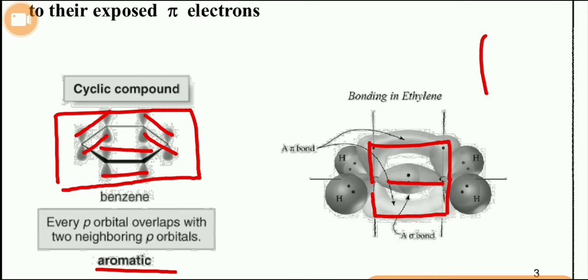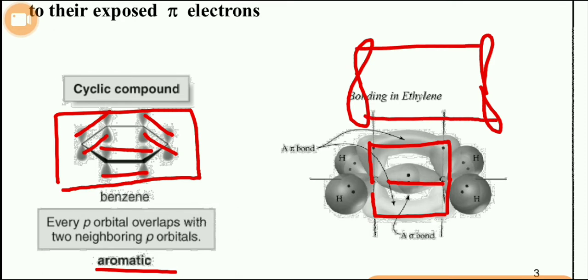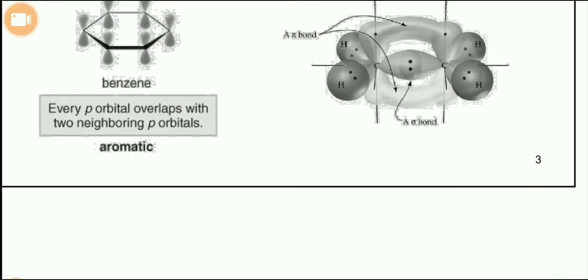The two orbitals like this share their bonds with each other. It is called the pi bond. Okay, we go further.